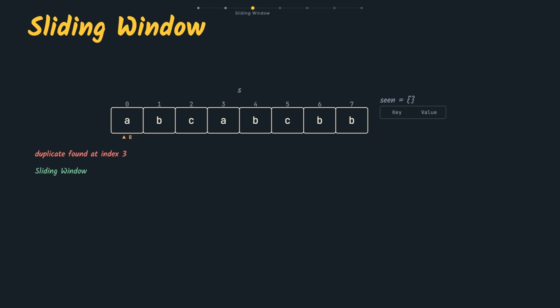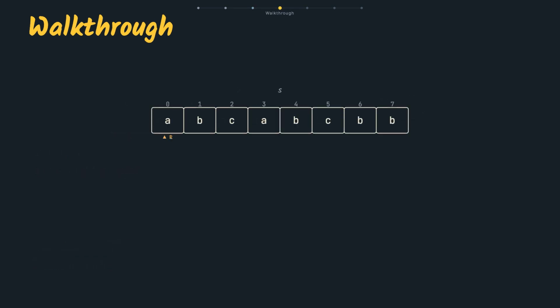We need instant answers. Is this character already in the window? That's a set. Think of a guest list. Names only, no duplicates. You might think to add the character first, then check. Don't. Check first, then add, or you'd match a character against itself. The rule: while right's character is in the set, remove from the left and slide left forward. Then add right's character.